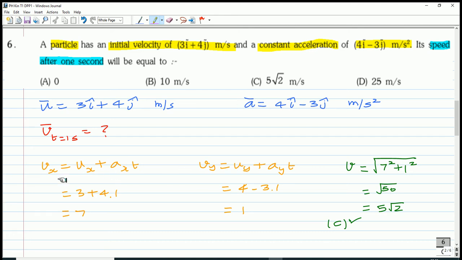So from this we get vx as ux plus ax t. ux is the x component of the initial velocity, that is 3, and ax the x component of the acceleration is 4. So using that we get vx as 7. Similarly vy, using the initial velocity as 4 in the y direction and the acceleration in the y direction as minus 3, we get vy as 1. So from this we get the speed as square root of 7 square plus 1 square, that is root 50, that is 5 root 2. The correct option is option C.